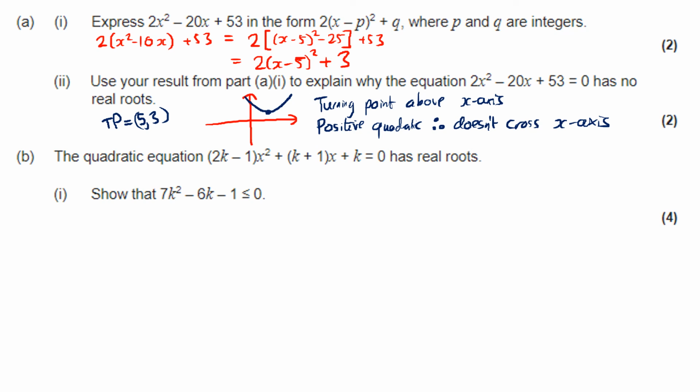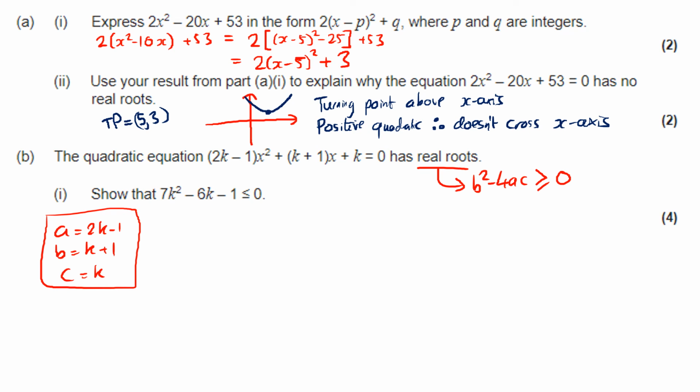Okay, then on to B. The quadratic equation has real roots. So what does that mean? That means that b squared minus 4ac is greater than or equal to 0. It doesn't specify if there's one or two of them. And we want to show that this quadratic exists. So in this case, we'd say a is 2k minus 1. We'd say b is k plus 1. We'd say c is k. They very helpfully sort of group them together for us. And so we just find the discriminant, b squared minus 4ac.